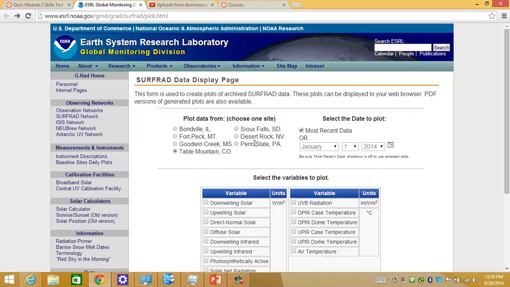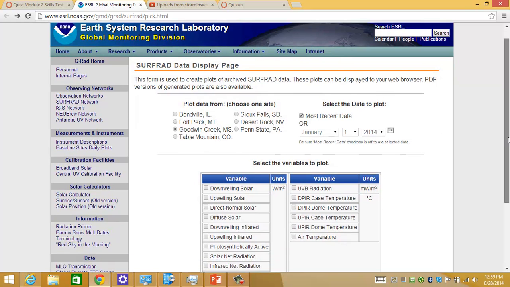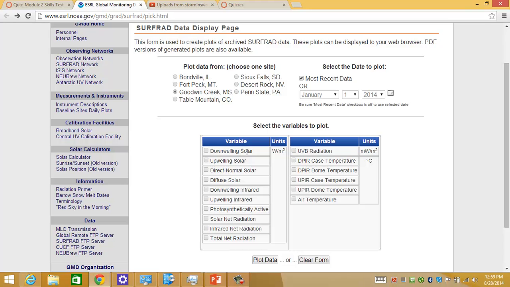It doesn't matter which one. You just choose any of them just by clicking the radio button. And then you have to choose some variables. We're going to use the most recent data, and then we're going to choose some variables to plot. Those include downwelling solar, downwelling infrared, and upwelling infrared. Nothing else should be checked. And go ahead and plot your data.